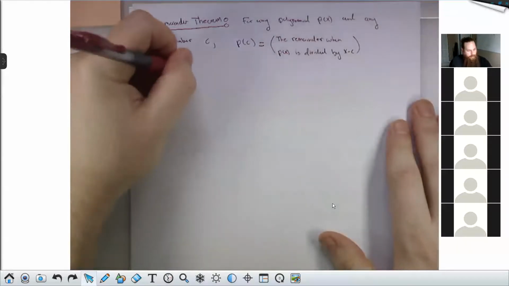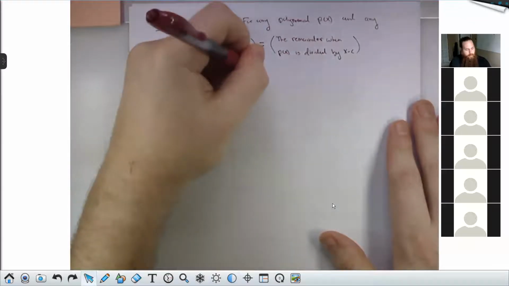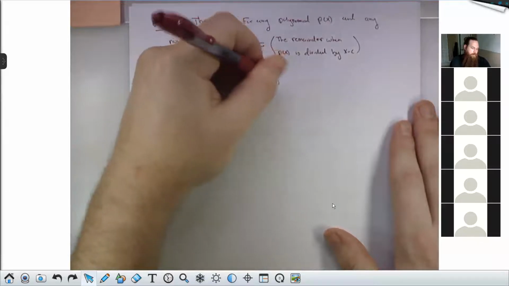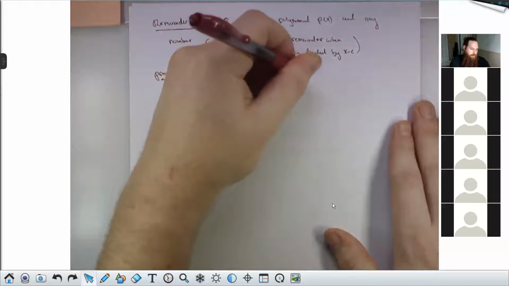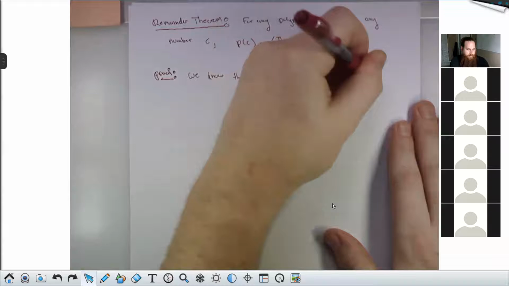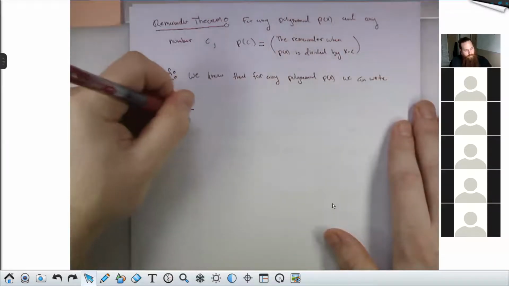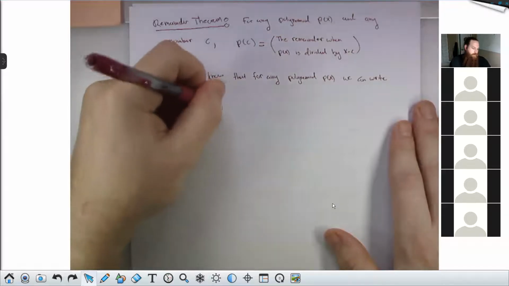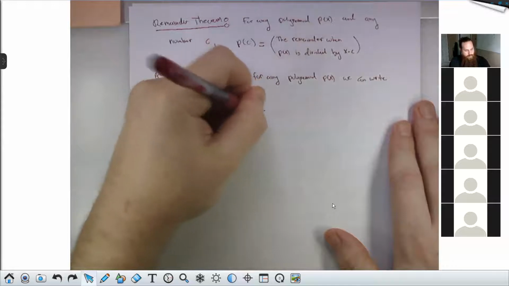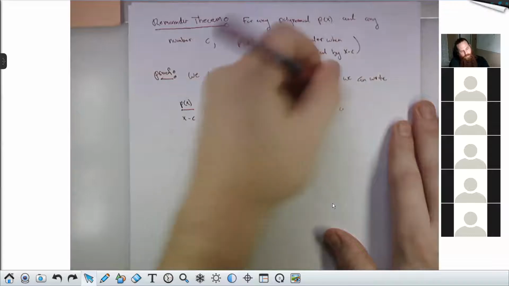Proof. We know that for any polynomial p, we can write p of x over x minus c equals some quotient q of x plus r over x minus c, where r is a constant.